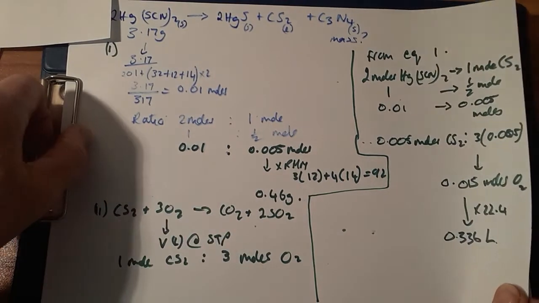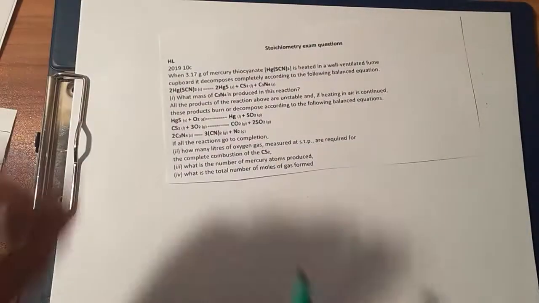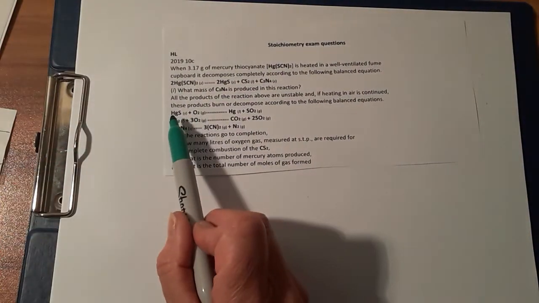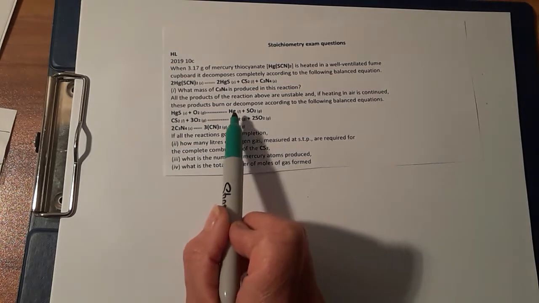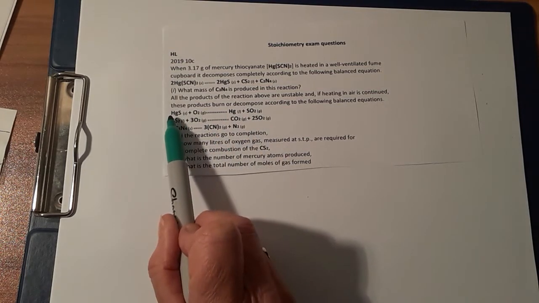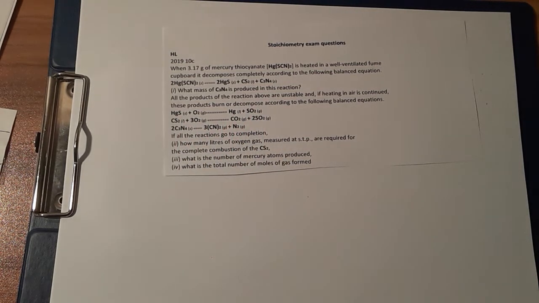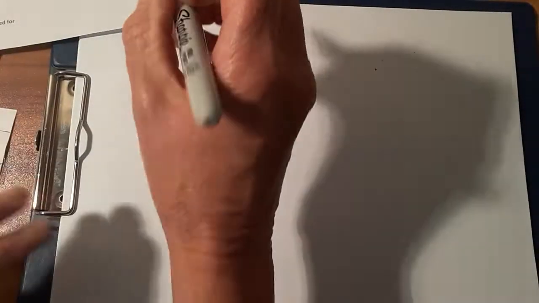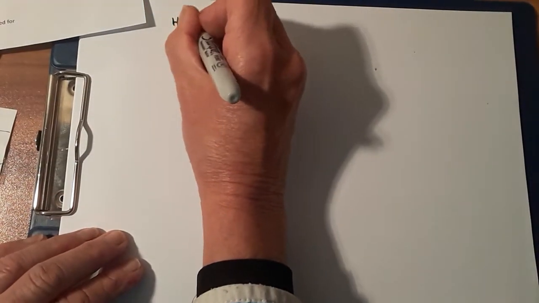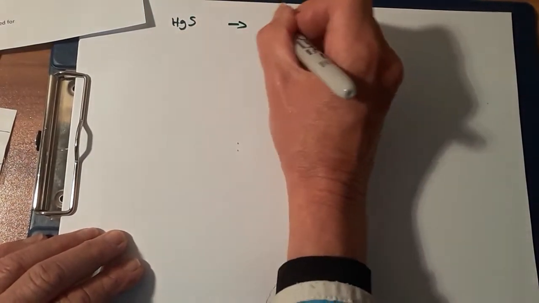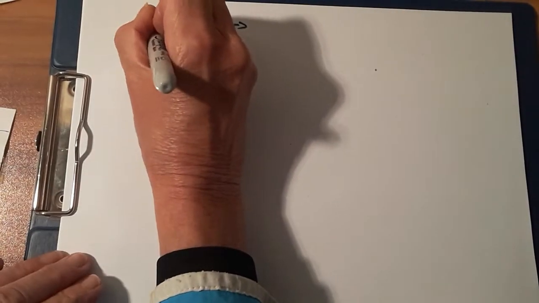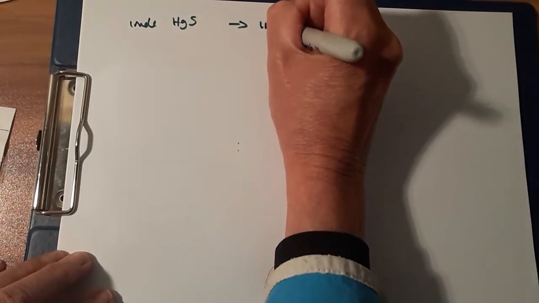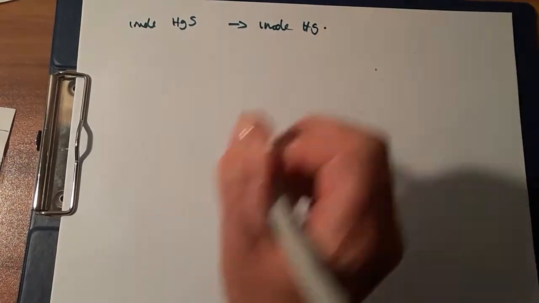Okay, let's just get rid of this page here. So the number of mercury atoms. Where do the mercury atoms come from? They come from this equation here. So HgS will give you Hg. 1 mole of HgS gives you 1 mole of mercury atoms. So 1 mole of HgS will give you 1 mole of Hg.